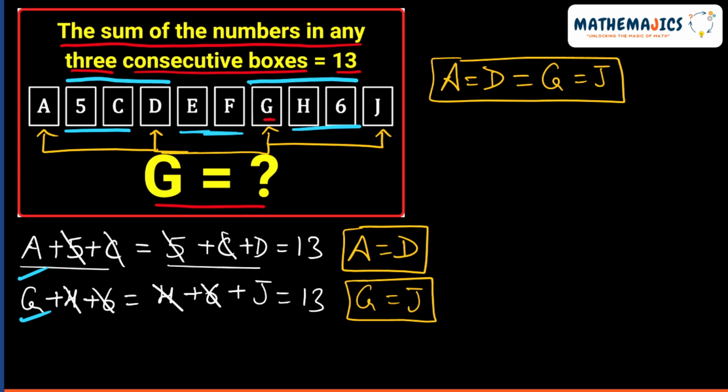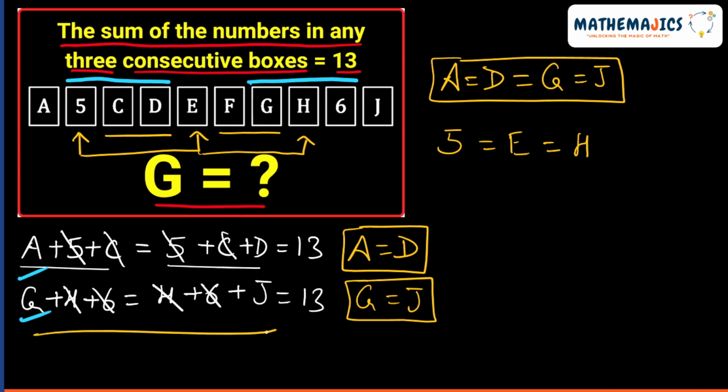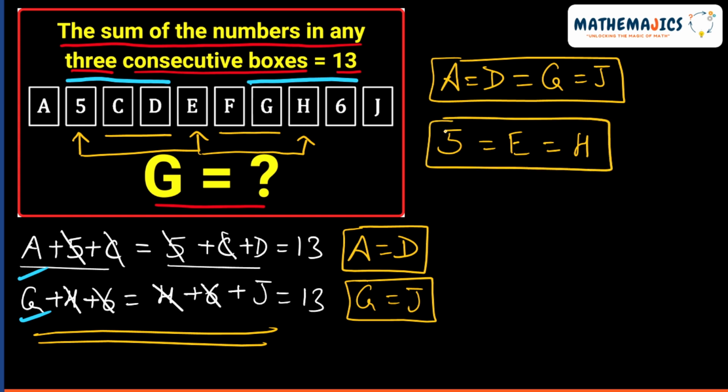What does that mean? Let's see. That means if I choose 5 and I take a gap of 2 boxes, 5 will be equal to E. Now again I take a gap of 2 boxes, E will be equal to H. Yes, that means 5 will be equal to E is equal to H. There's no need to create equations like these again and again. Once you find out the pattern, that pattern will be followed throughout the question. So we got this from the pattern itself.